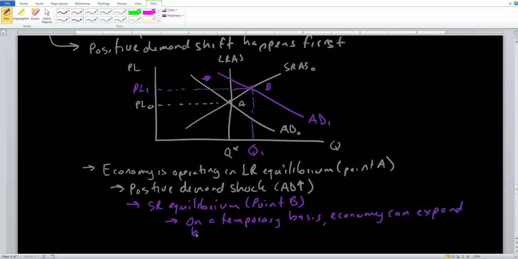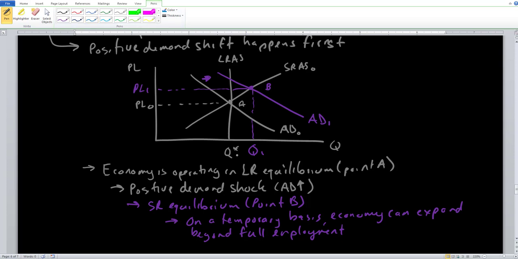Beyond full employment. So here, we're still working in the short run, the intersection of AD1, SRAS 0. We are in the short run. It's perfectly fine for us to be above full employment. However, can the situation last forever? And like we said before, this situation cannot last forever. Good times cannot last forever.